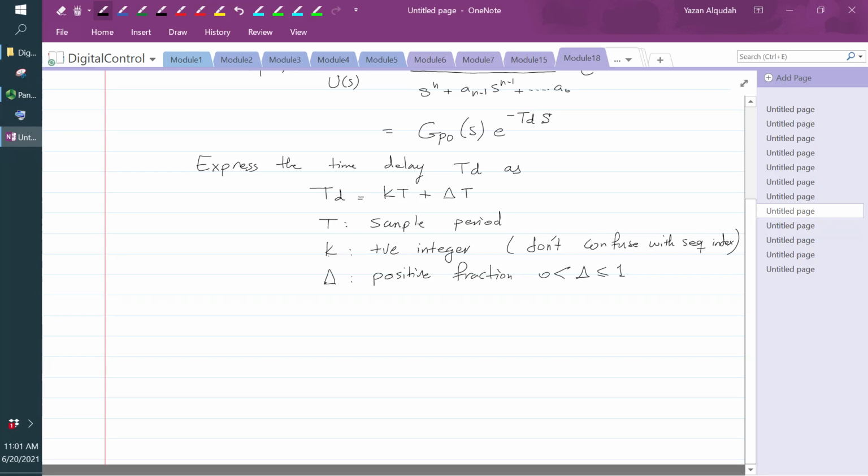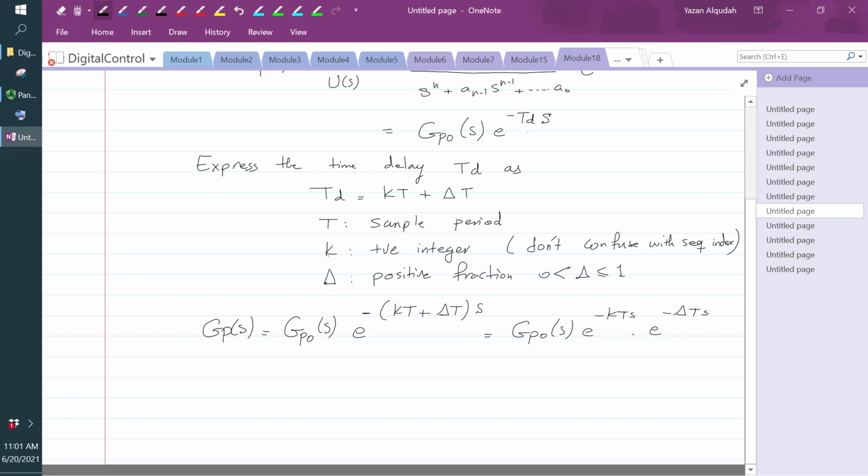Therefore, I can take GP of S and represent it as GP with no delay of S, GP0 of S, multiplied by e to the negative TD S. I'm going to replace TD with K multiplied by T plus delta T, multiplied by S. So I just took the TD and replaced it with its value. Now I can write this as GP0 of S, e to negative K multiplied by T multiplied by S, multiplied by e to negative delta multiplied by T multiplied by S.